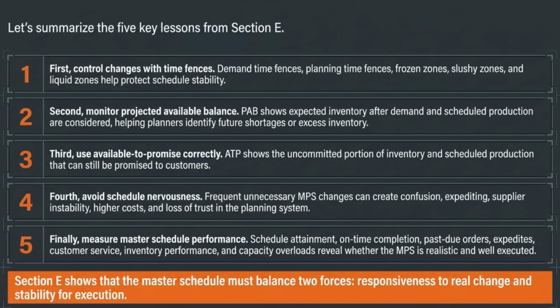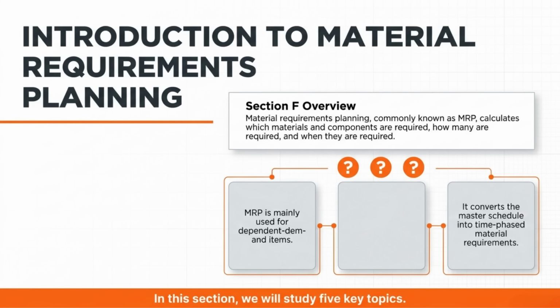Schedule attainment, on-time completion, past due orders, expedites, customer service, inventory performance, and capacity overloads reveal whether the MPS is realistic and well executed. Section E shows that the master schedule must balance 2 forces: responsiveness to real change and stability for execution. Section F. Material Requirements Planning.